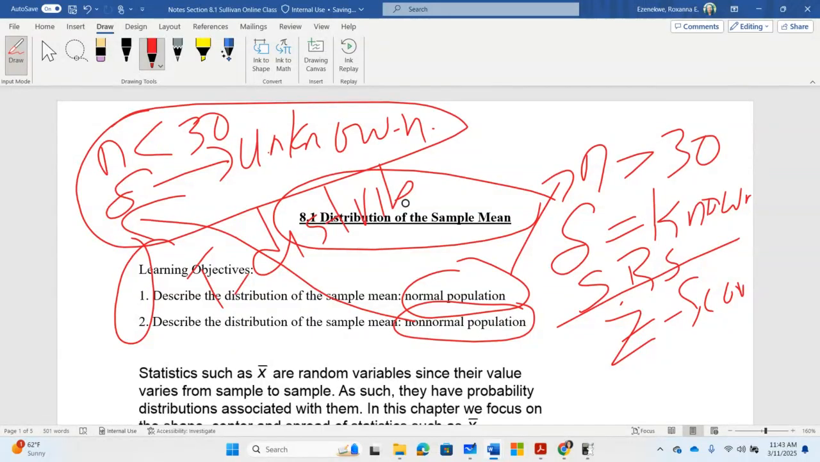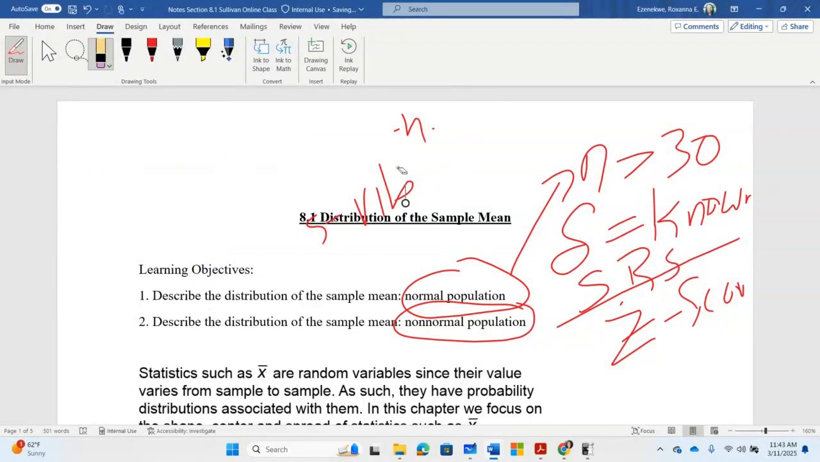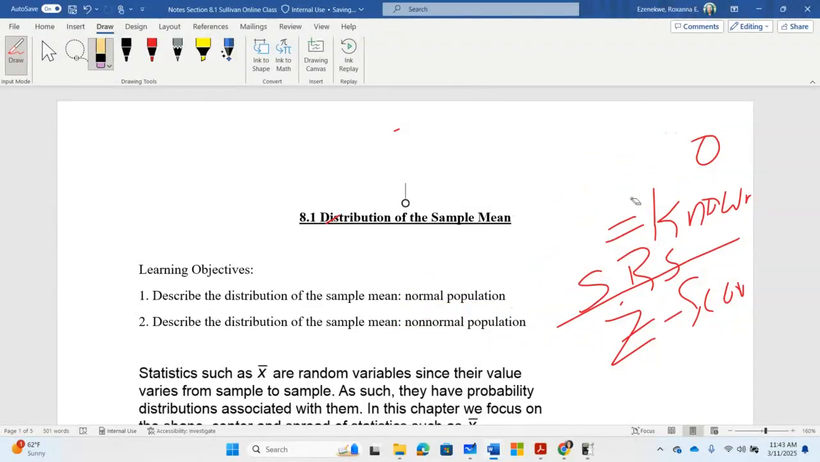So in this unit, we shall learn the properties of normal distribution, which you already know from unit 1, and the properties of t-distribution. We shall be applying t-distribution in solving problems in this unit. Okay, so these are the learning objectives for today. We are going to be looking at normal population and non-normal population.